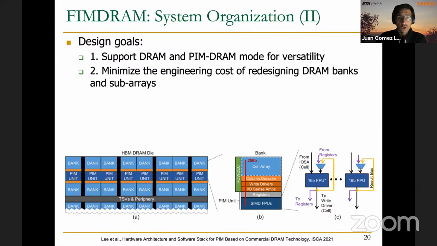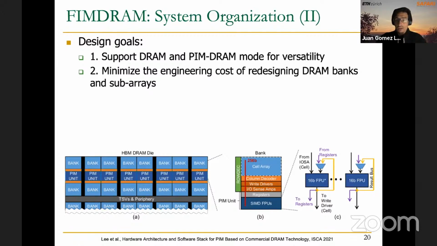And then the second goal is to minimize the engineering cost of redesigning DRAM banks and subarrays. And if you want to minimize that engineering cost, the best thing you can do is just not touch the internals of the banks. That's why, instead of placing the processing elements even closer to the cell array, which was one possibility, they decided to place these SIMD FPUs near the I/O sense amplifiers, and this way avoid the need for redesigning the internals of the DRAM banks and the subarray.